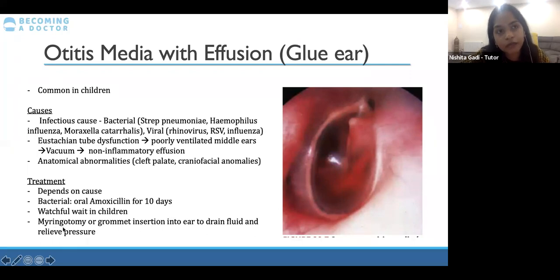And if it's recurrent and chronic, you can also do a myringotomy. I don't think I'm pronouncing it right, but it's basically where you make an incision in the tympanic membrane, and it equalizes the pressure in the middle ear, because there's something wrong with the eustachian tube. And there's also a grommet, which is a little tube inserted into the tympanic membrane, and that equalizes the pressure if there's a deformity with the eustachian tube, and it can't do that.